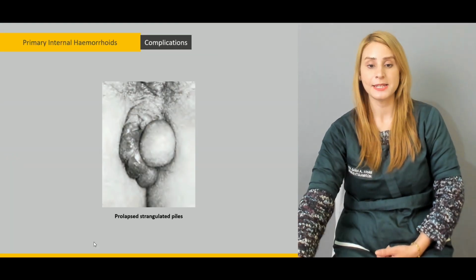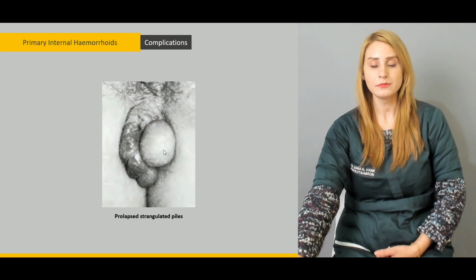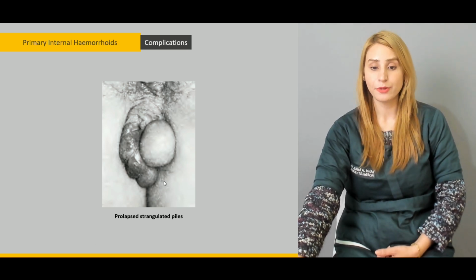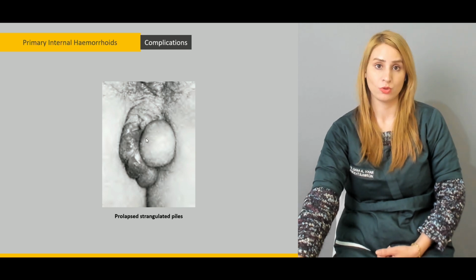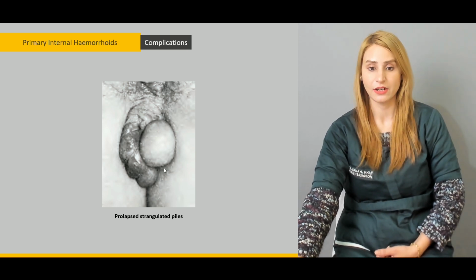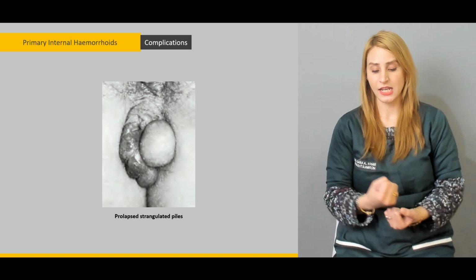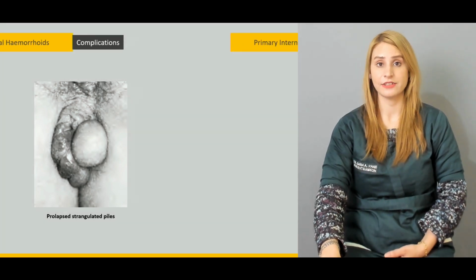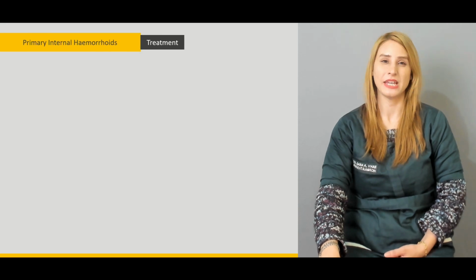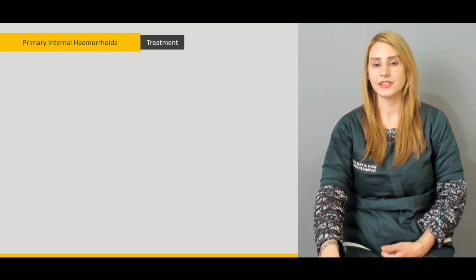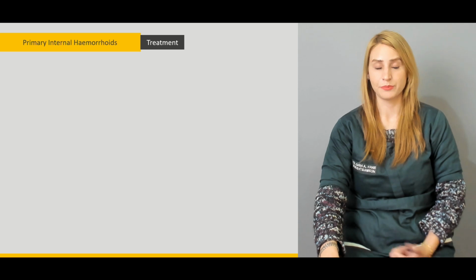So you can see in this picture that this is actually the prolapsed hemorrhoid, and you can see the strangulation. Okay, because whenever there's a prolapse, there's obstruction, and because of that there's strangulation. Because of that, there can be gangrene. So these are the complications which can be related to that.